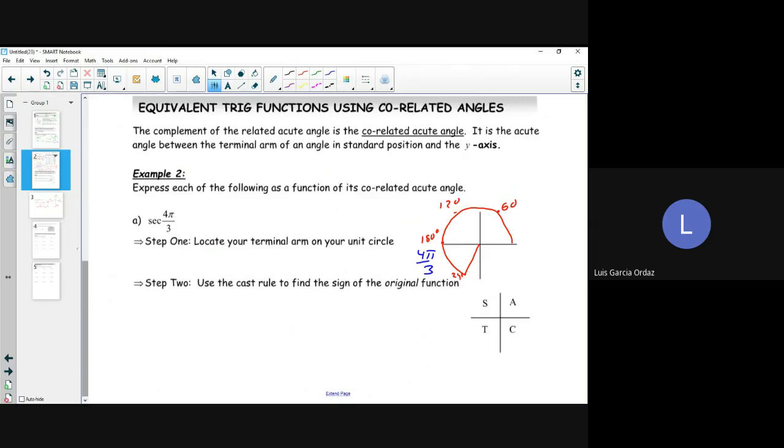So this is 4 pi over 3. Step 2, we want to use the CAST rule to find the sign of the original function. Secant is the reciprocal of cos. So is cos positive or negative where the terminal arm lands? Negative. Secant is negative.